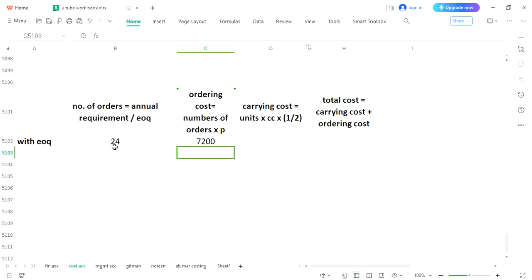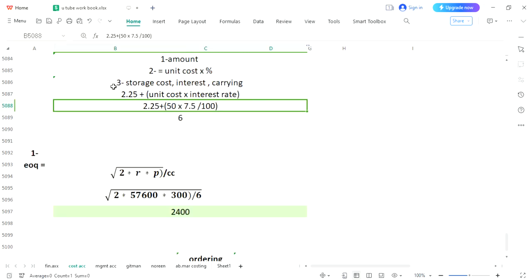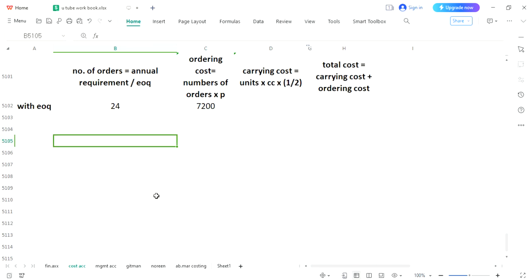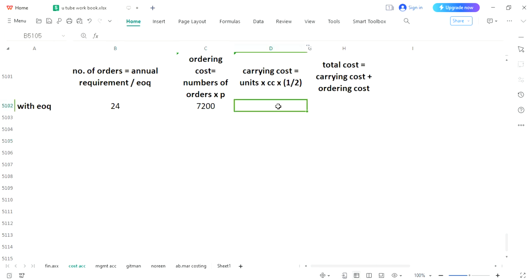And now we will be calculating our carrying cost, for which we need the number of units. Economic order quantity units, as you know, we have calculated 2400 with economic order quantity. So please focus: number of units 2400, and the carrying cost which you have calculated is 6, and then you need to multiply it with 1 over 2, which is fixed. 1 divided by 2 means 0.5. Alright guys, so our carrying cost is also ready.